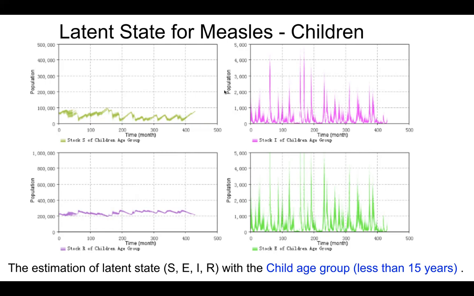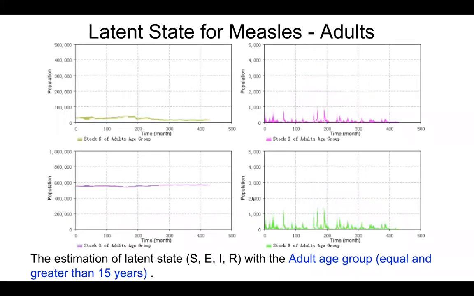I think in the session, we have already introduced that one quite powerful thing about the particle filtering algorithm is that it can estimate and ground the state space of a dynamic system. And here we can see the plot of the latent state that is estimated by the particle filtering model of measles. So here is the latent state of the age group of children. We can see that the particle filtering model is quite sure of the latent state of the susceptible, infectives, recovered and exposed of the children age group across the whole time frame.